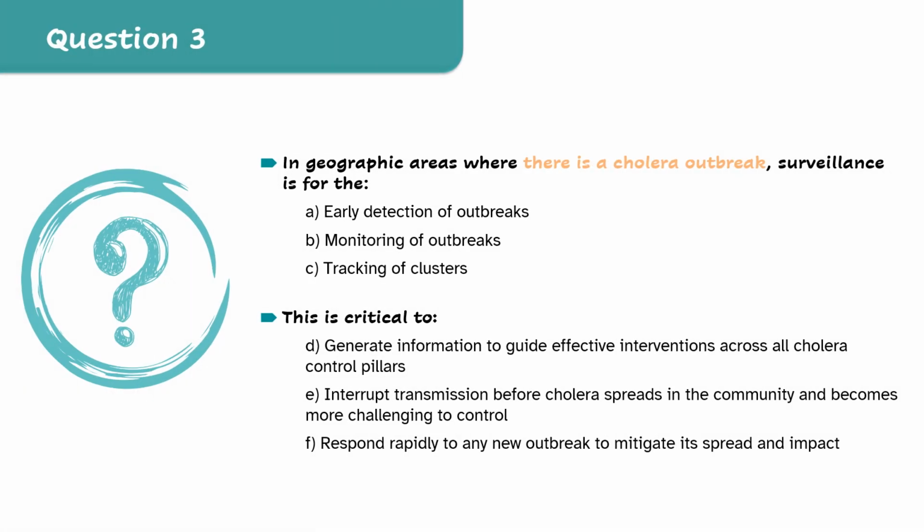Question 3. In geographic areas where there is a cholera outbreak, surveillance is for the A. Early detection of outbreaks. B. Monitoring of outbreaks. C. Tracking of clusters. This is critical to D. Generate information to guide effective interventions across all cholera control pillars. E. Interrupt transmission before cholera spreads in the community and becomes more challenging to control. F. Respond rapidly to any new outbreak to mitigate its spread and impact.